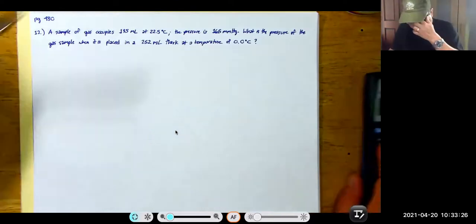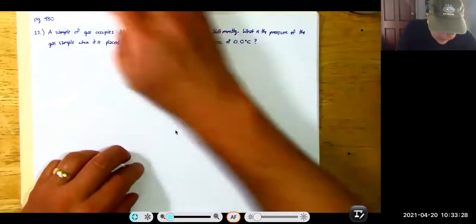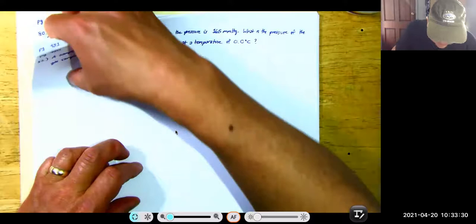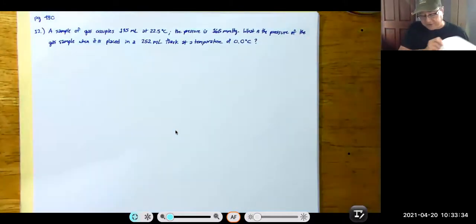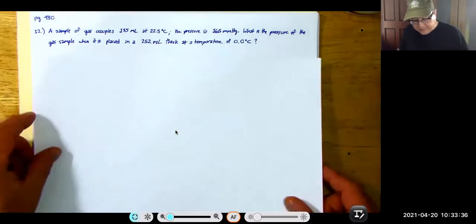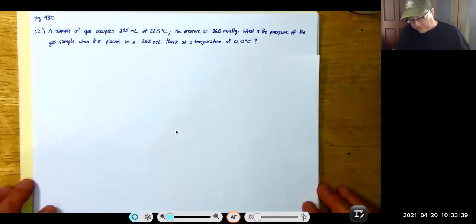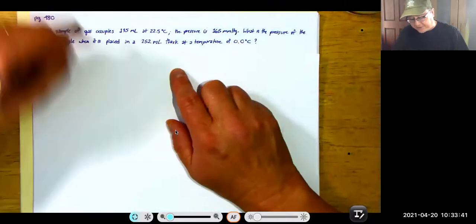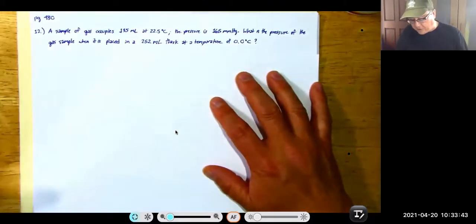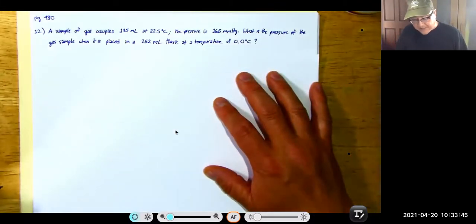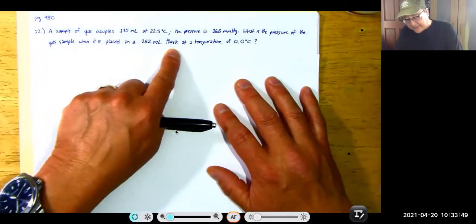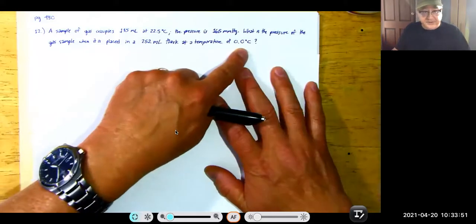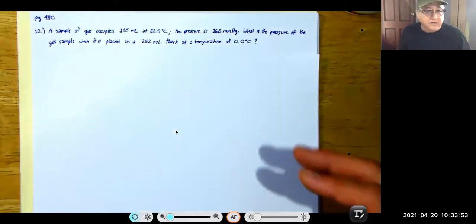Let's see how many more of these I want to do. I think we'll go up through 20 today, or in this session. A sample of gas occupies 135 milliliters at 25.5 degrees Celsius. The pressure is 165 millimeters of mercury. What is the pressure of the gas sample when it is placed in a 252 milliliter flask at a temperature of 0 degrees Celsius? Now, we've done quite a few of these so far.